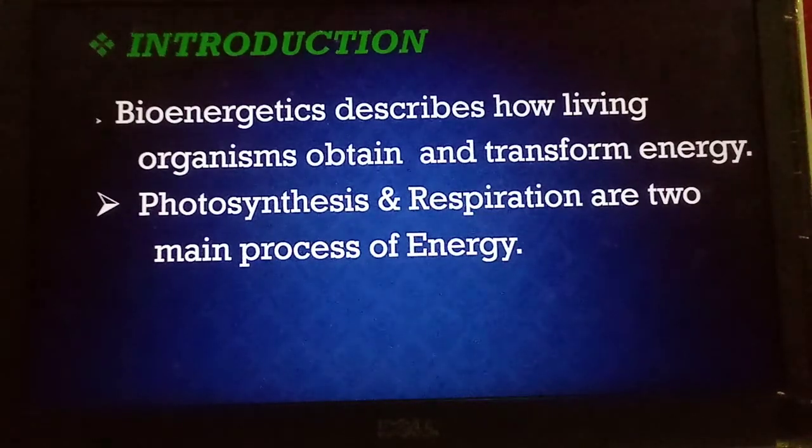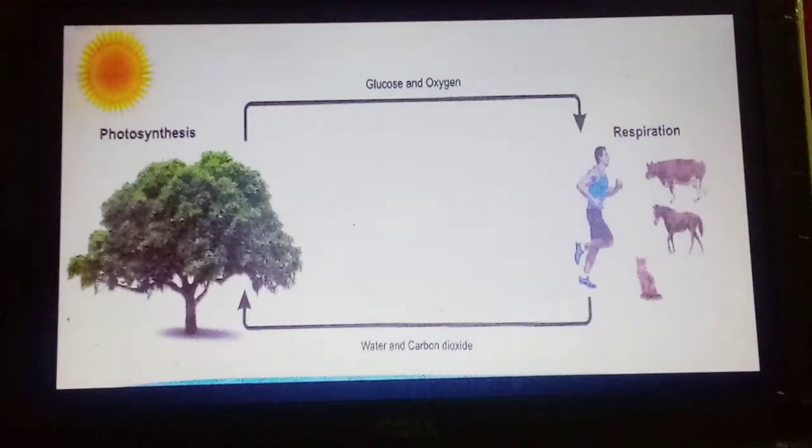Photosynthesis and respiration are the two main processes of energy. Sorry students, we are on page number 129 of the biology book for class 9th. You can open the page. So these two processes, photosynthesis and respiration, are involved in the main process of energy.